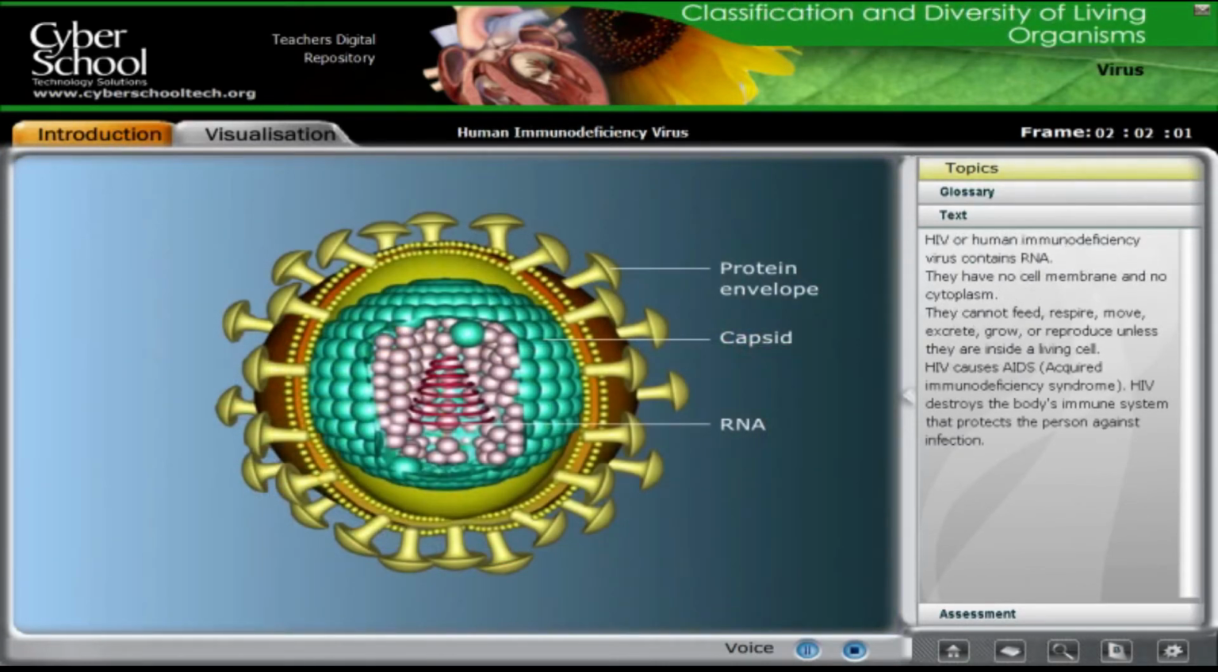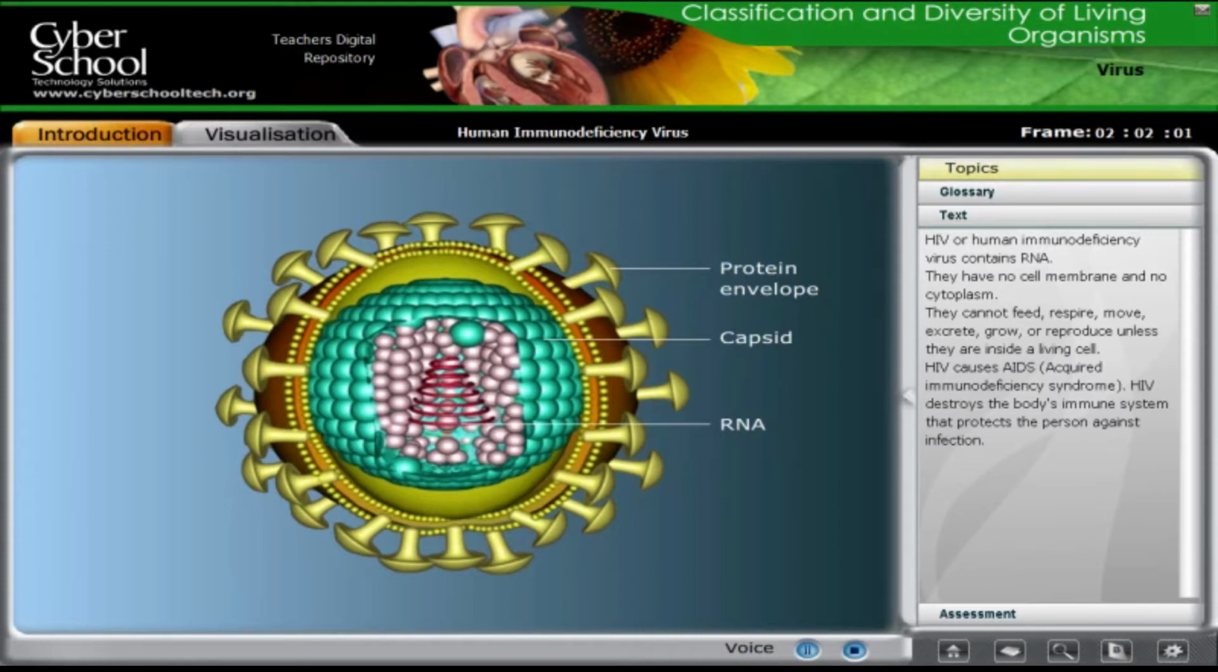HIV, or human immunodeficiency virus, contains RNA. They have no cell membrane and no cytoplasm. They cannot feed, respire, move, excrete, grow, or reproduce unless they are inside a living cell.